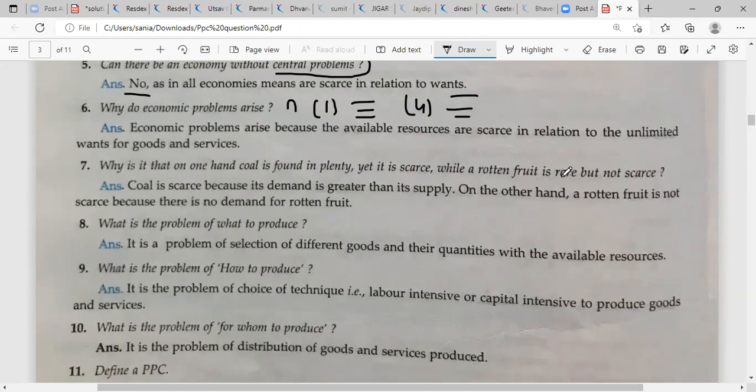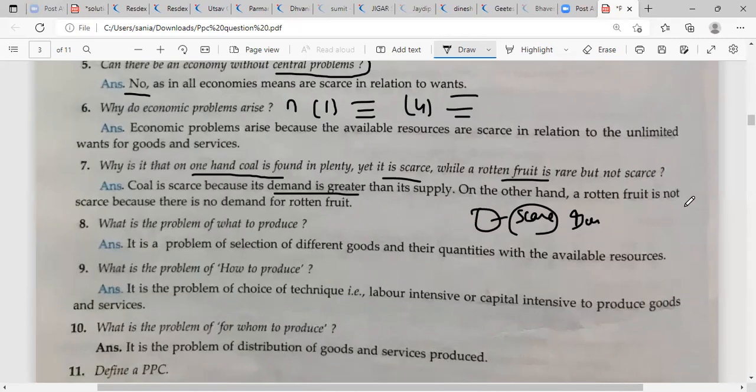Next is, why is it that on one hand coal is found in plenty, yet it is scarce, while rotten fruits are rare but not scarce? So you already know. Coal, basically, you can find plenty, but still it is scarce. But rotten fruits you cannot really find, yet they are not scarce. Why? Because as I told you, you will only say any particular resource is scarce if the demand is high and the supply is low. So coal is scarce because its demand is greater than its supply.